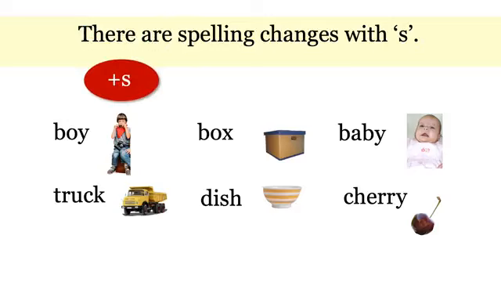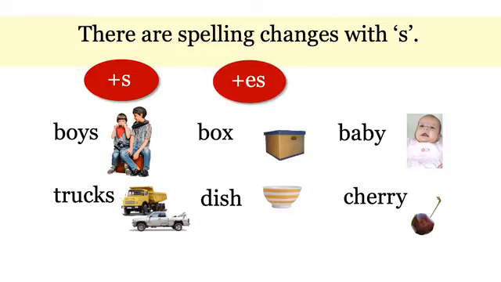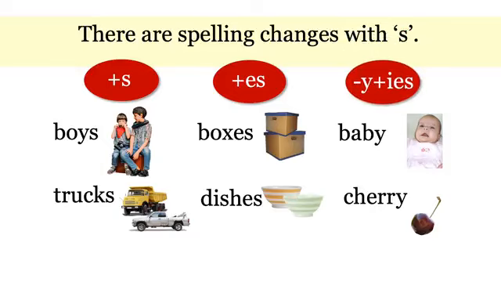First, for most nouns, we just add an S. Boy changes to boys. Truck changes to trucks. But sometimes we add ES. Box changes to boxes, and we add ES to dish to get dishes. And sometimes we drop the Y and add IES. For example, baby, we drop the Y and add IES to get babies. And cherry, we drop the Y and add IES to get cherries. Let's take a closer look.